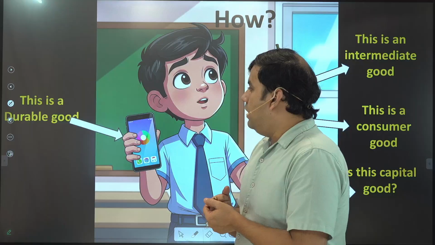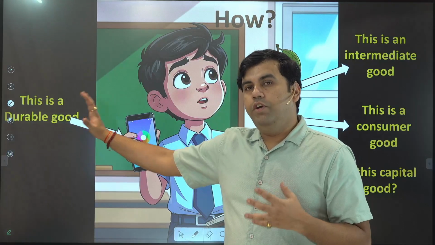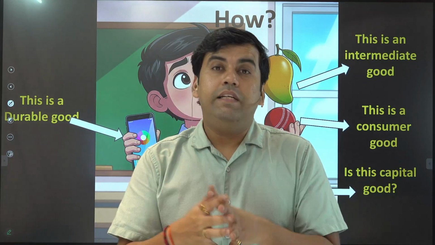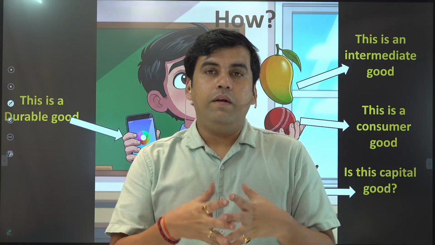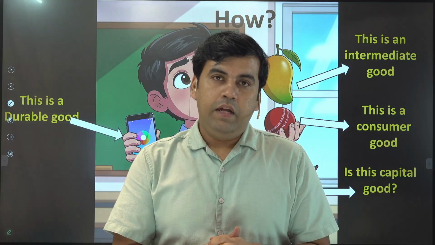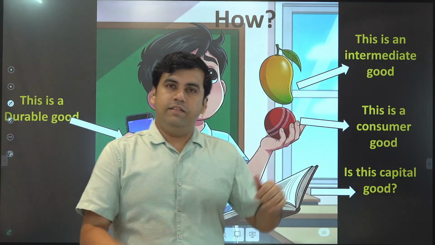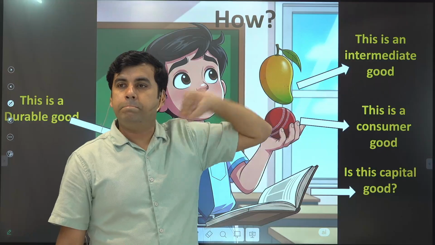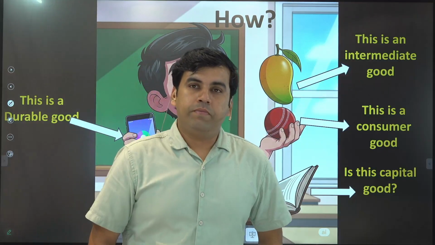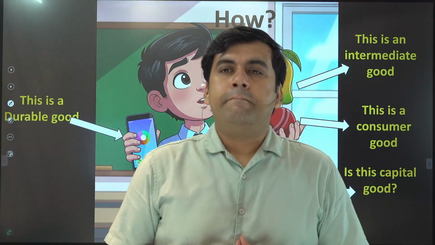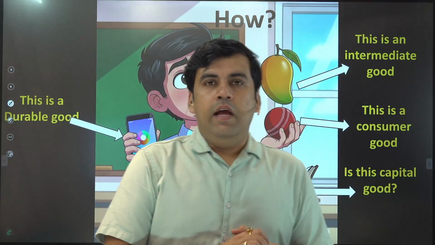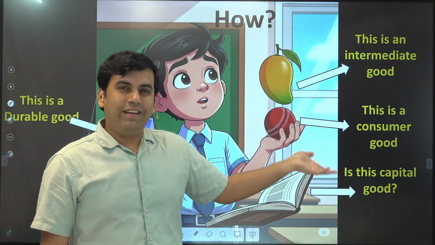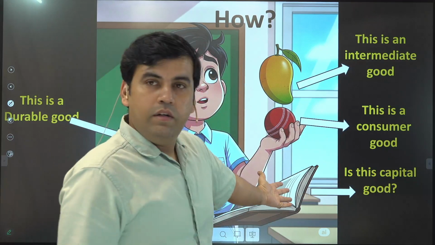So now he is asking questions: is a mobile phone durable, or is a mango an intermediate good, or you can say a middle good? Can you tell me, is this correct? Is this an intermediate good? Is mango an intermediate good, middle good, or is it a final good? Is a cricket ball a consumer good, or is this book a capital good? Do we have that?